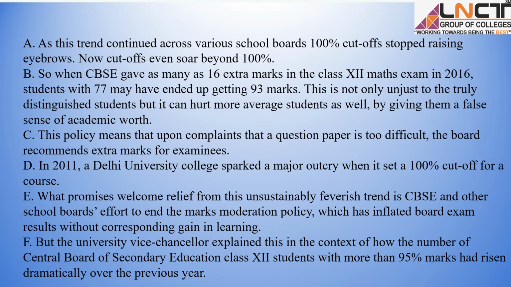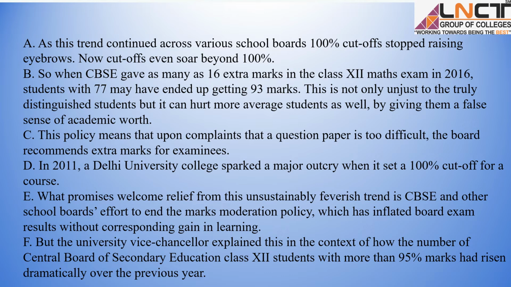What next? So, which other sentence talks about this decision? A talks about this trend. It means that the decision has already become a trend. B talks about some sort of contradiction, a different policy. C talks about some policy we don't know yet about. E talks about a welcome relief. F, but the university vice chancellor explained this.